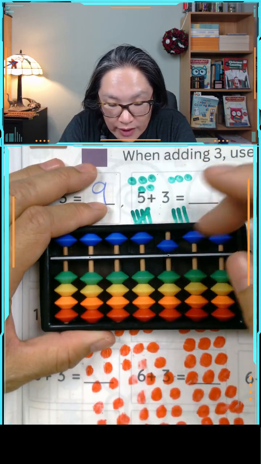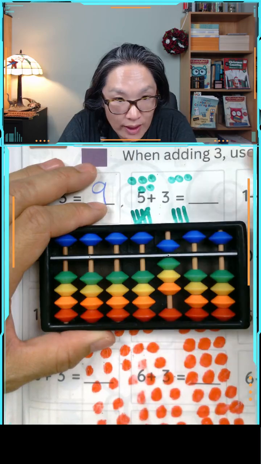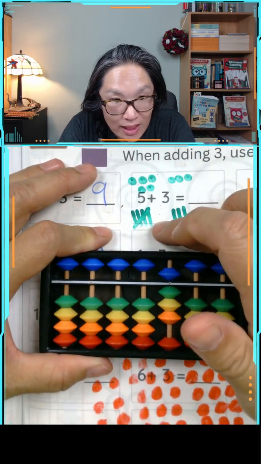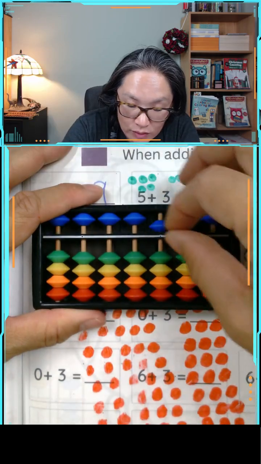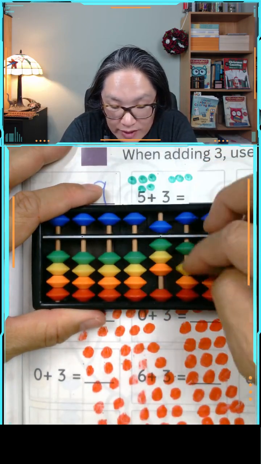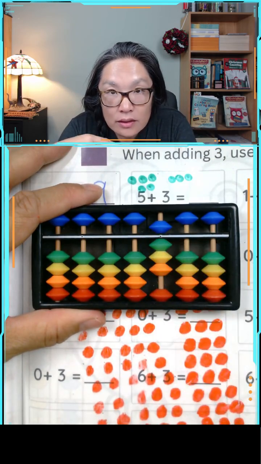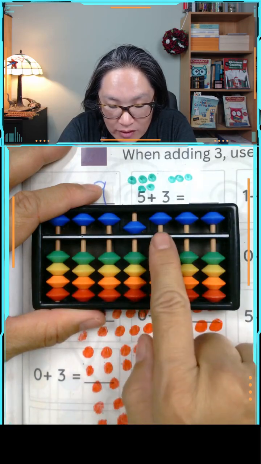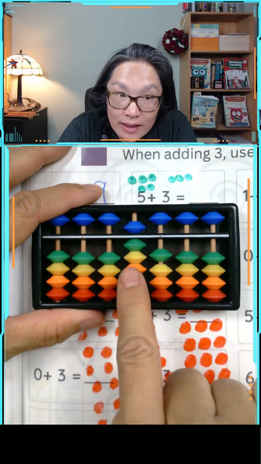So we do 5 on the abacus, we put 3, right? 5 plus 3 is equal to 8. Guess what? You could do it on the dots, just like the mainstream math. You could do it with the tally marks. That's fine too. But in the abacus world, we do it on the abacus. We do 5 plus 3 is equal to 8. Now, guess what? We can actually take it one step further. We can say 50 plus 30. Now we got 80.